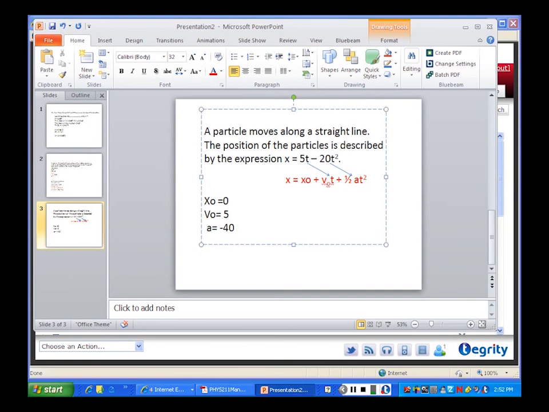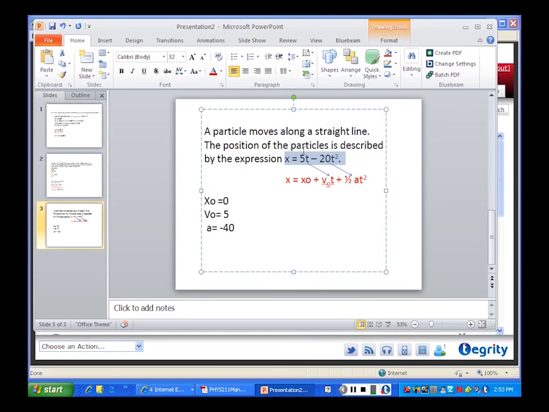Now the questions that really matter. What time does the particle return to its starting point? You might say, what does that mean? Well, think about it. This equation up here describes a particle which is moving with an initial velocity and an acceleration. But it's slowing down because it's got a negative acceleration, right? Okay, so it's moving with a positive velocity but a negative acceleration, so it's slowing down.